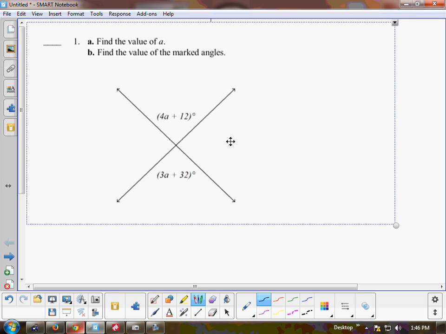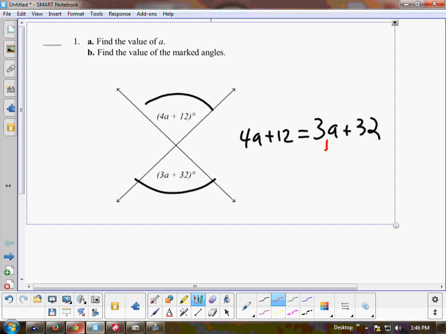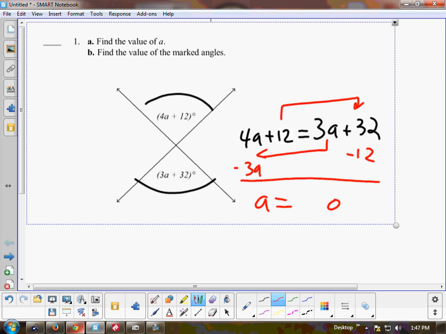It says find the value of A. These are vertical angles. Therefore, we can take each expression and set it equal to the other expression, and we're going to get A by itself. So let's bring the 3 over by subtraction, and let's bring the 12 over this way by subtraction, and you're going to get A equals 20. And then it says find the value of the marked angle.